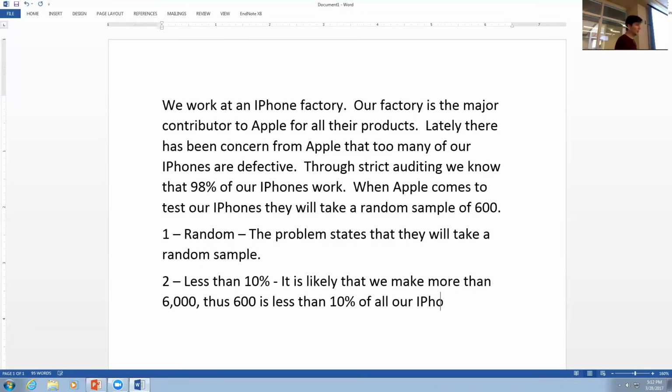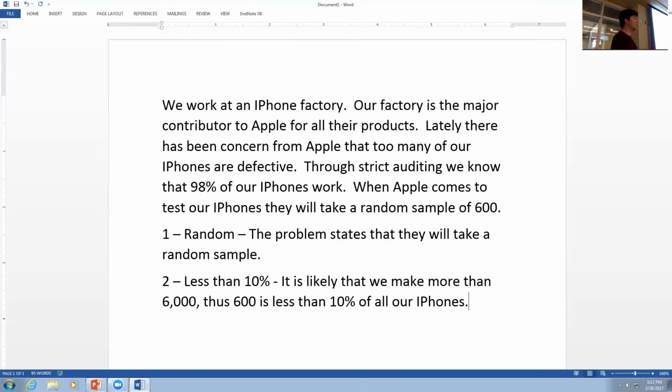This is a stellar answer right here. You really only need one to two sentences max, but it's likely that we make more than 6,000 iPhones, thus 600 is less than 10% of all our phones. Once again, this is the less than 10% condition. Review the videos if you want to know why it's less than 10%, or accept it right now. But it's less than 10%. Any questions here? Question, go ahead.